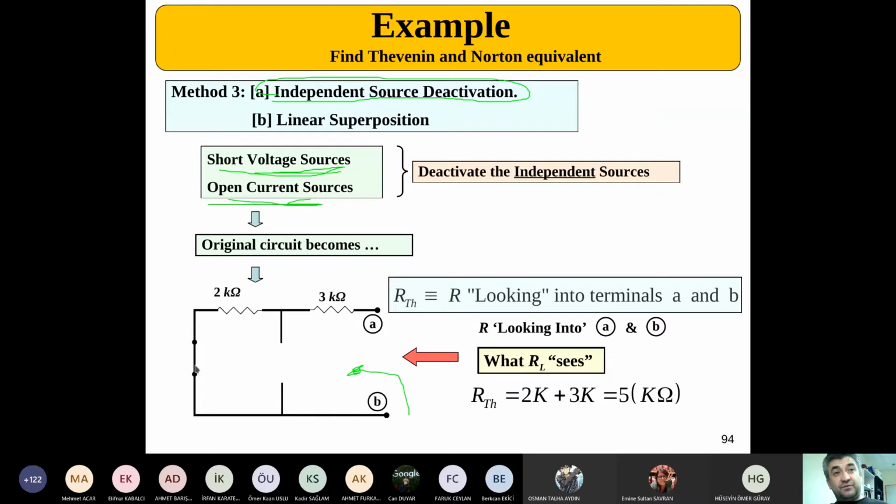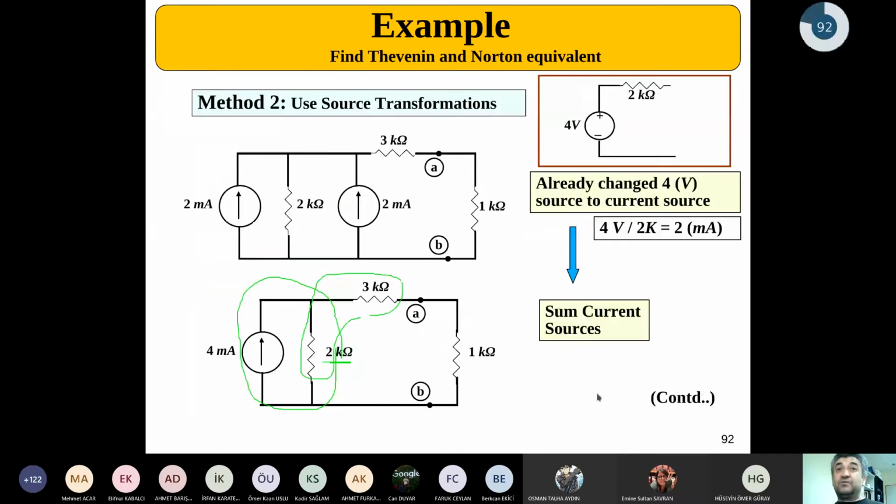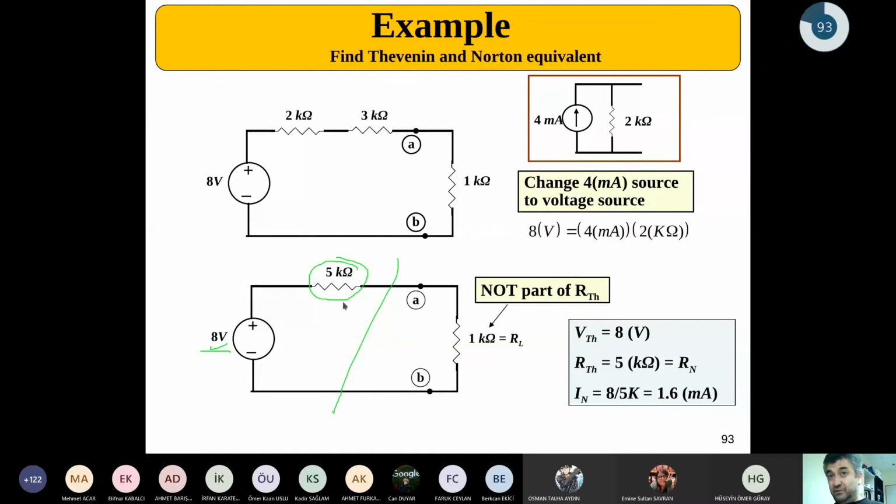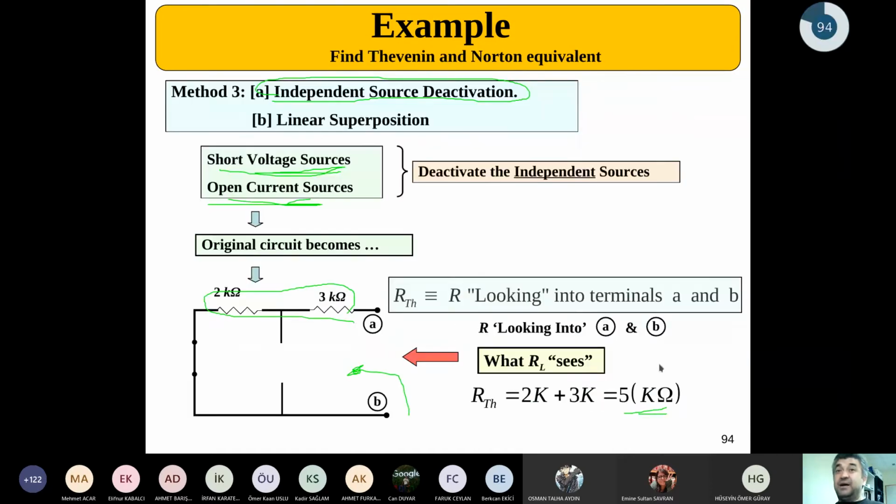I mean, just short circuit the voltage source, put an open circuit instead of the current source. All you'll see is two resistances in series with each other. That is the total Thevenin or Norton resistance, you can call it, the equivalent resistance of that circuitry. See, it's so nice. That means that these two can be just added up. We'll end up with 5 kilo ohms, which was the value we found before. That is our Thevenin resistance.